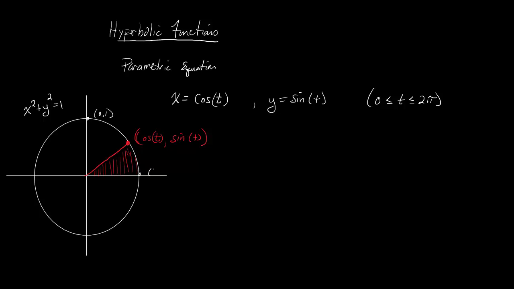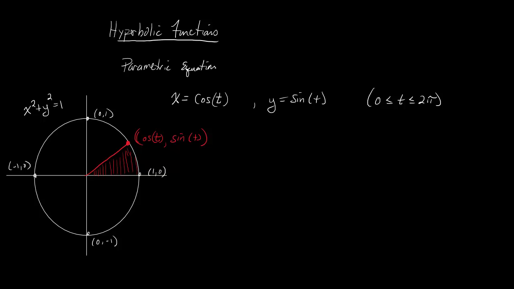So this radius will always be a value of 1 because we're able to prove that x squared plus y squared is always equal to 1. So this is a little bit different. Now let's go ahead and talk about what happens if we have our hyperbolic functions.